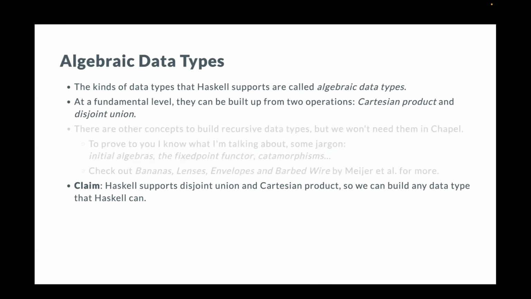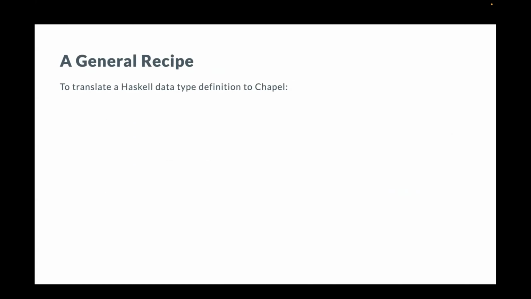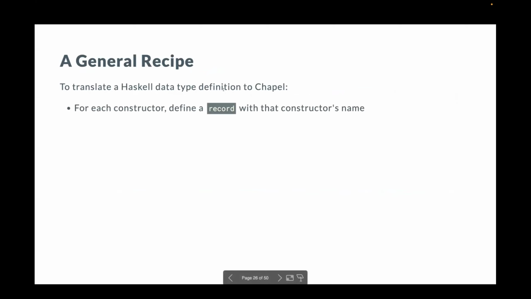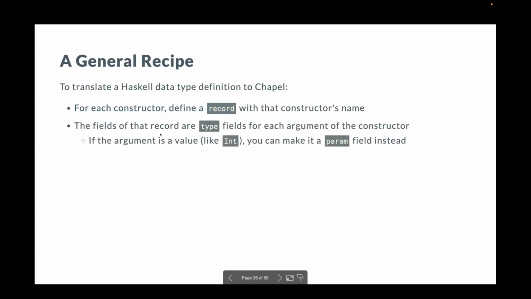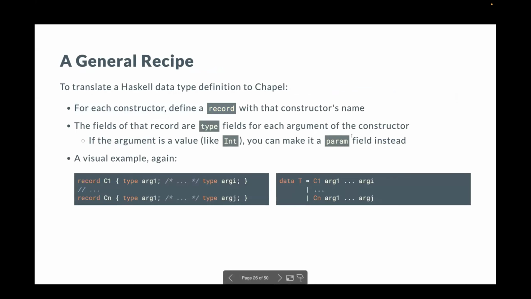And I believe this claim is true, though I won't be able to give you very precise evidence in this talk. But here's a general recipe. Suppose you have a Haskell data type with a bunch of constructors. For each constructor, you can define a record to introduce a new type with that constructor's name. And for each field in this constructor, you will have type fields in that record. And if you have primitive types like integer, you can use params instead of types.